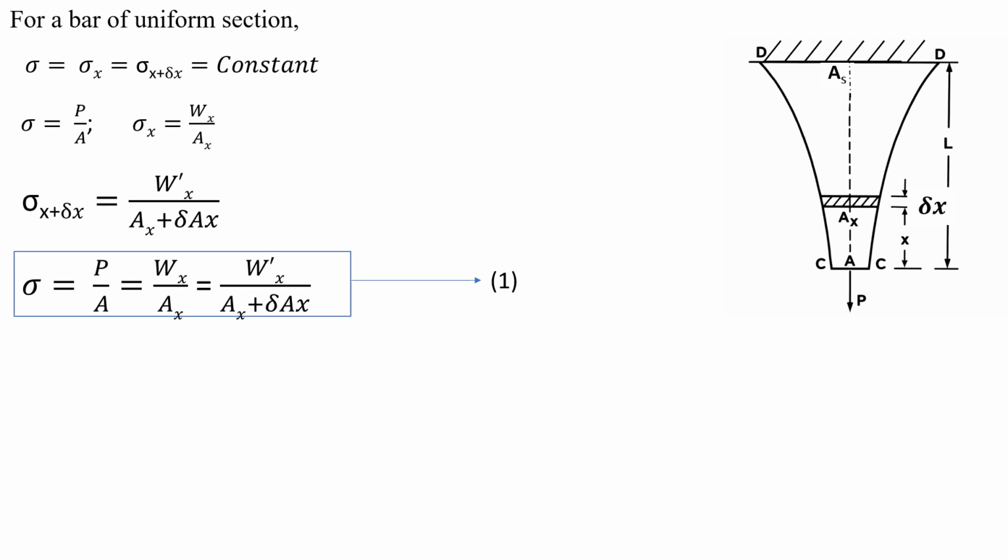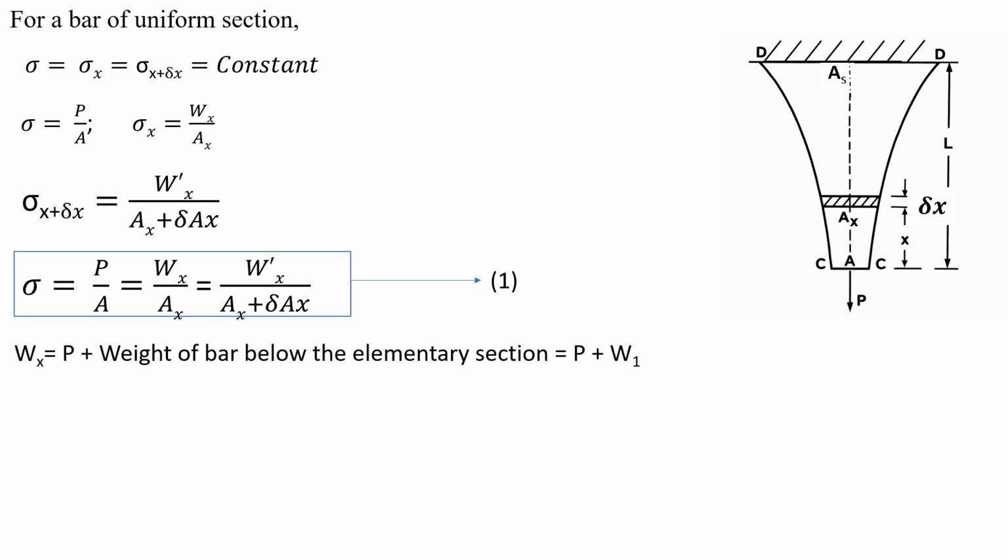So, we know that the stress at every section is constant. So, this equation can be rewritten as sigma equal to P by A, which is equal to Wx by Ax, equal to W dash x divided by Ax plus dou Ax.